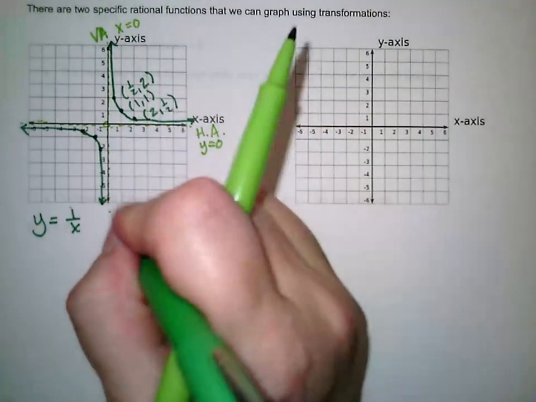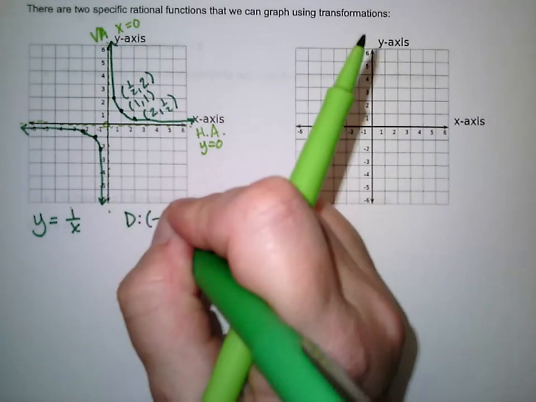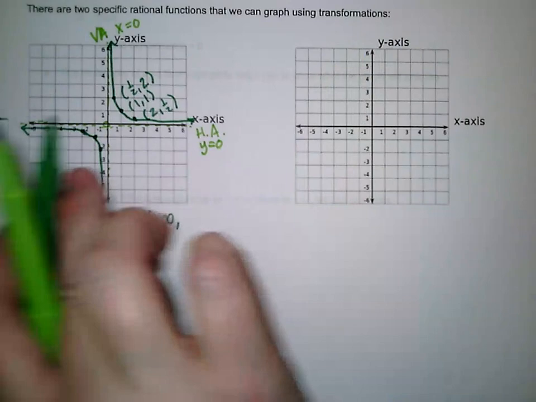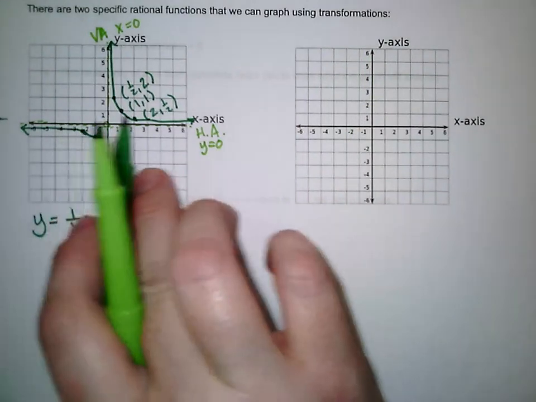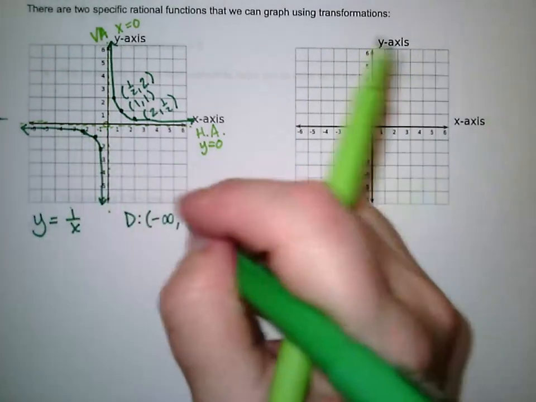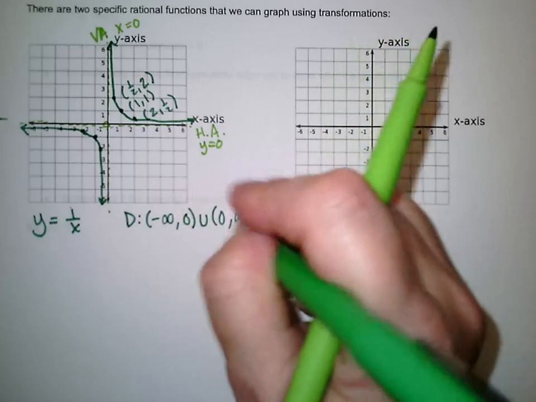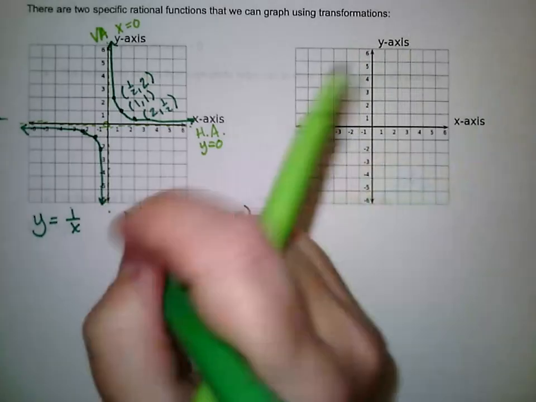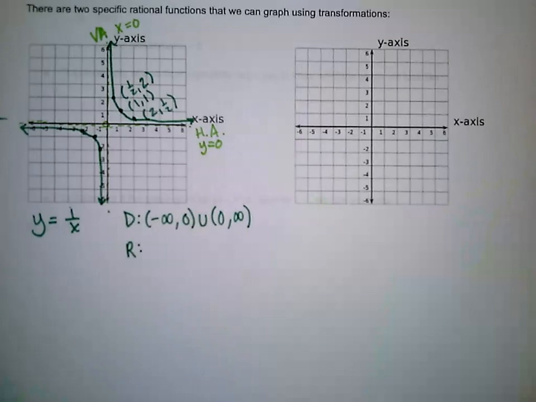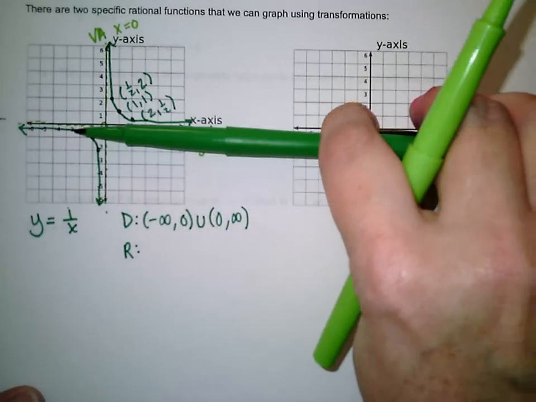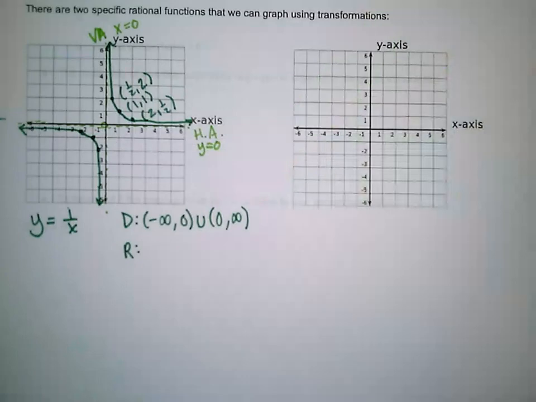The domain for this function is going to be all real numbers except for 0. So we go -infinity up to 0, skip over 0, and start again to infinity. So -infinity to 0, union with 0 to infinity. And the range is going to be the same way. If we go bottom to top, -infinity up to 0, skip over it, start back up again.